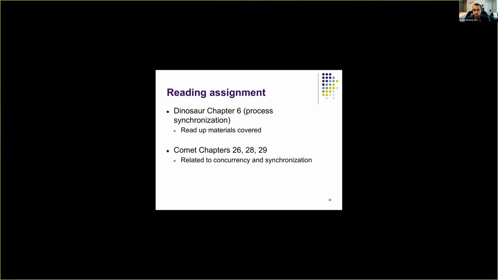Reading assignments for the next class: please read Dinosaur Chapter 6, Process Synchronization. It has various examples, and it explains the concepts that we have looked at in this class in more detail. And if you don't have the Dinosaur book, don't worry, read chapters 26, 28, 29 from Comment.